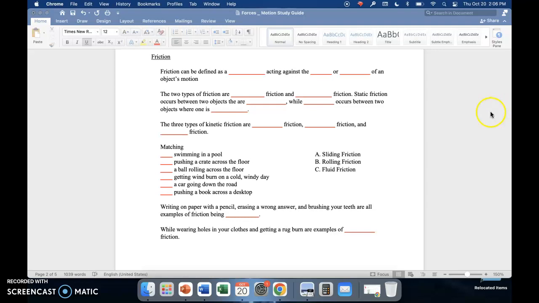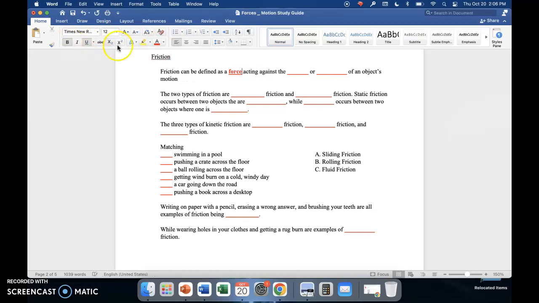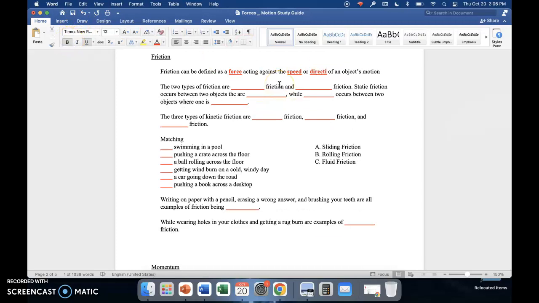What can we define friction as? As I just said, it is considered to be a force, and it's acting against two things. It's acting either against the speed of the object, or again, it's acting against the direction of the object. In other words, it's working against its velocity. Remember, velocity being a vector is speed and direction.